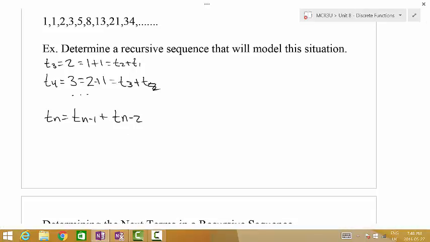So again, say we wanted to find out the 20th term, we would need to know what the 19th term is and the 18th term, so we can add those together to give us the 20th one. To figure out the 19th, we need the 18th and 17th, and so on. So you can see with these recursive sequences, they can be a little bit tedious because we need to find basically every term in the sequence up to the one that we're looking for.